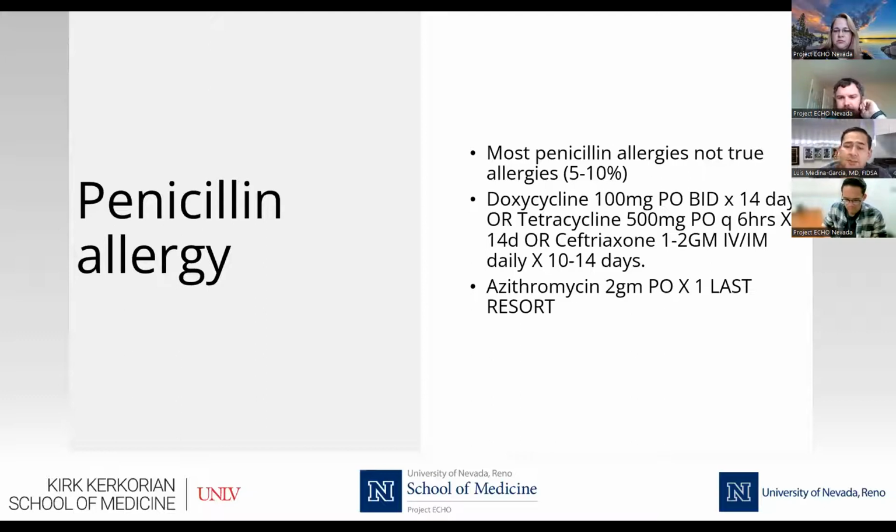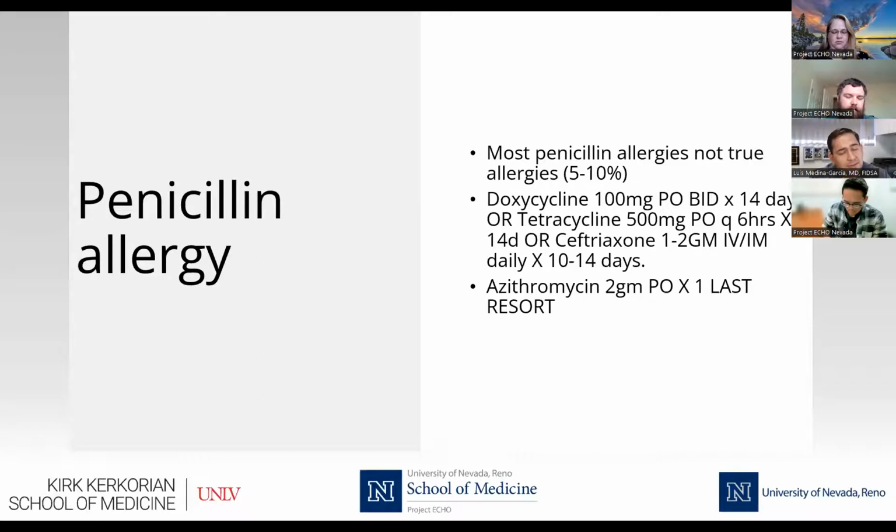Doxycycline, 100 milligrams by mouth every 12 hours for 14 days is the standard, or tetracycline, 500 milligrams PO every 6 hours for 14 days. Tetracycline is usually not preferred because it has a lot of GI side effects and is poorly tolerated as compared with doxycycline, but that could also cause GI side effects and other problems like photosensitivity. And then alternatively, you can treat these patients with ceftriaxone, either intravenously or intramuscularly, 1 or 2 grams a day for 10 to 14 days.